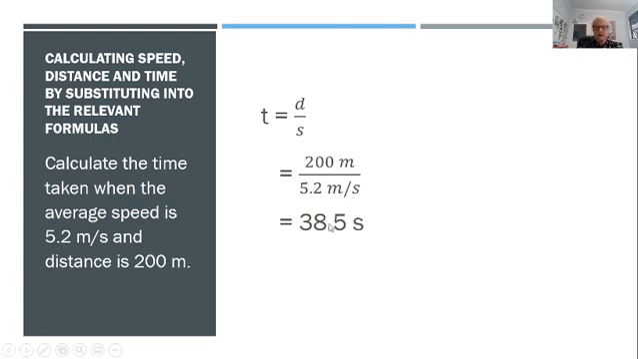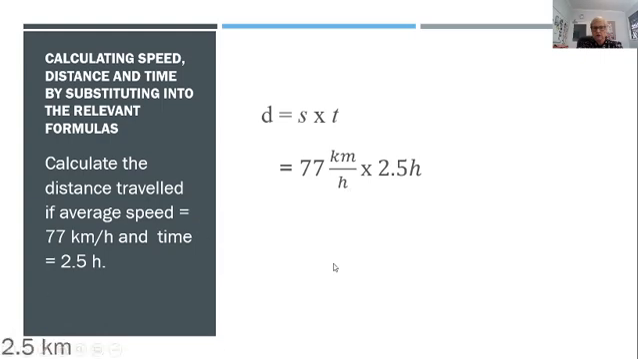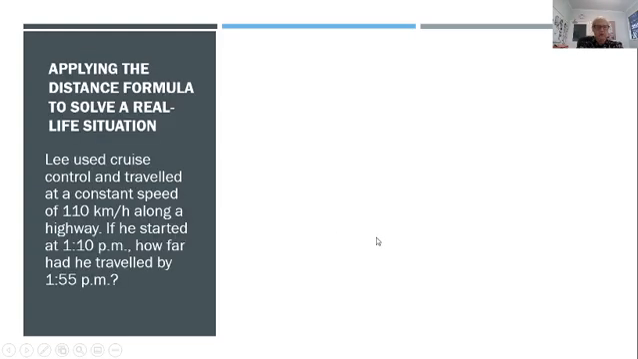So what was the time taken? It was 38.5 seconds. Let's look at the distance traveled if the average speed was 77 kilometers per hour. So distance, we've got a time. So we go speed times time. So your speed was 77 and your time was 2.5 hours. Your speed was 77 kilometers per hour. Anyway, times by 2.5 and you get 192.5 kilometers.